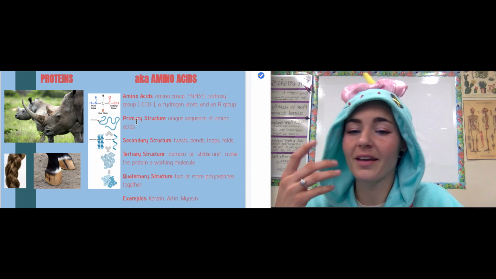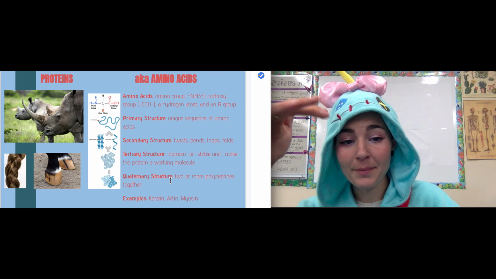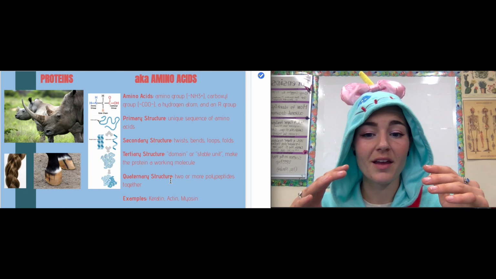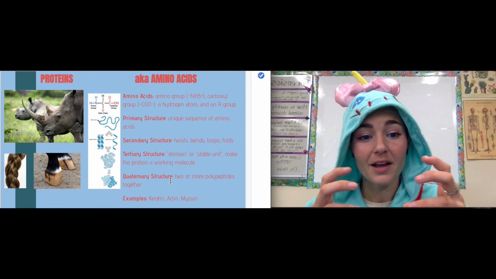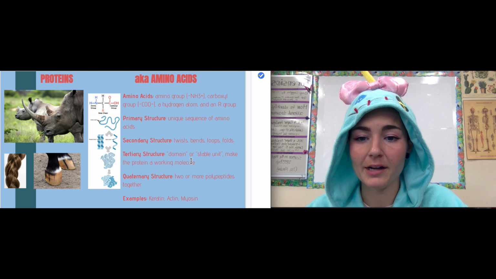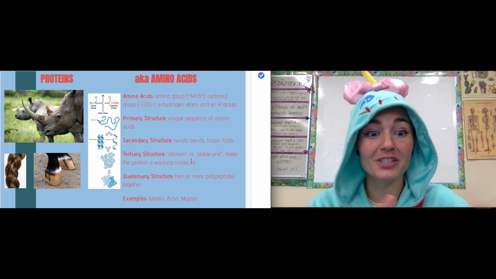So if this is a little confusing, the main idea here is that proteins have 4 different structures: primary, secondary, tertiary, and quaternary, and each structure becomes more complex. Primary is the most simple, quaternary is the most complex, and quaternary is where you're actually able to get two different proteins that work together. And tertiary structure is where the protein is actually a working molecule. So primary and secondary are just getting ready to do something. Tertiary and quaternary is actually doing something.